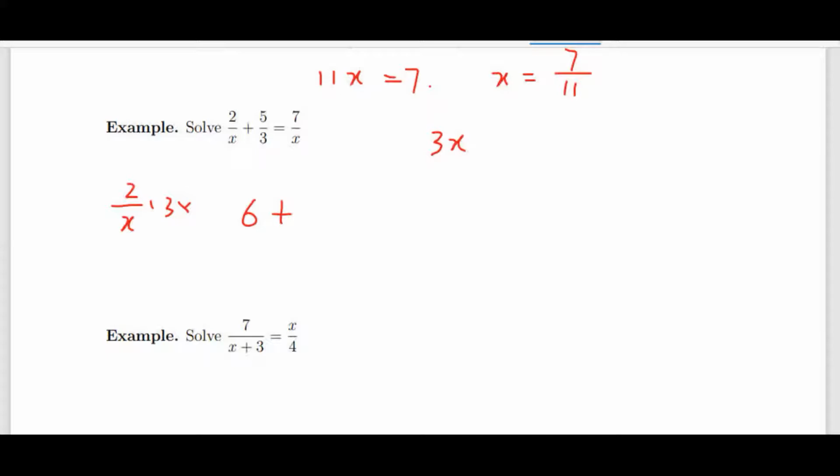Okay, so 5 over 3 multiplied by 3x, cancel 3, so equals 5x. Then 7 over x multiplied by 3x equals 21, right? So then this equation becomes very easy. 5x equals 21 minus 6, 15. Yeah, 15, right? So very easy, we can get the x.